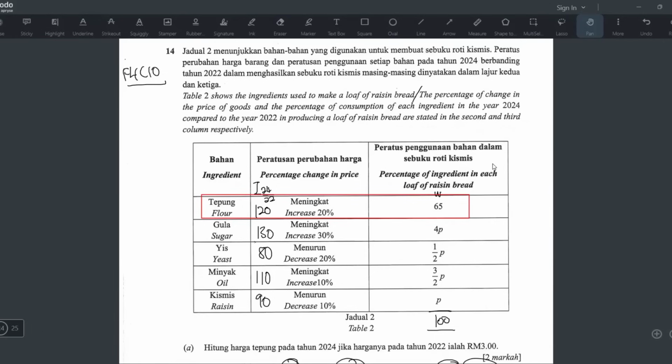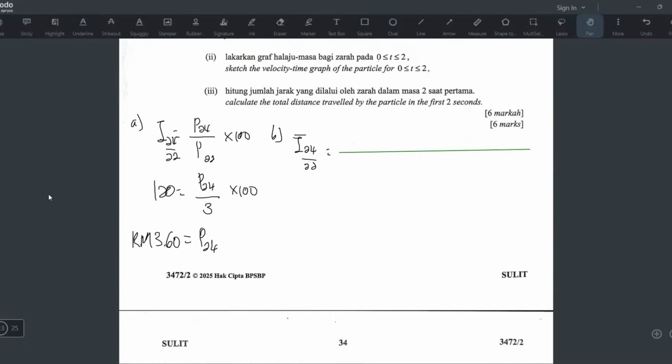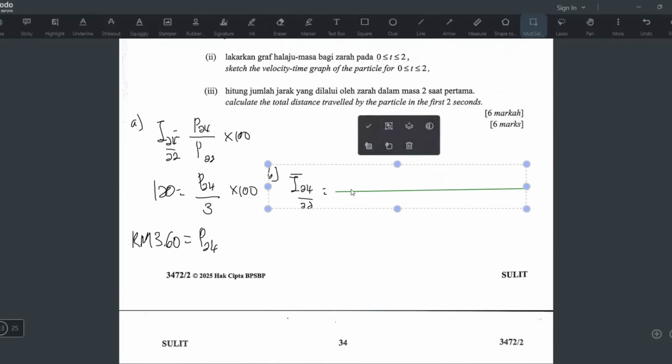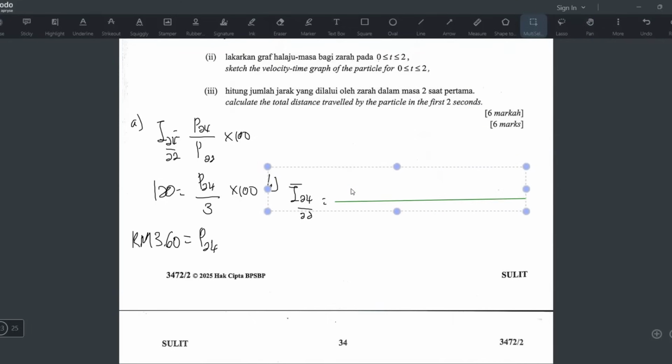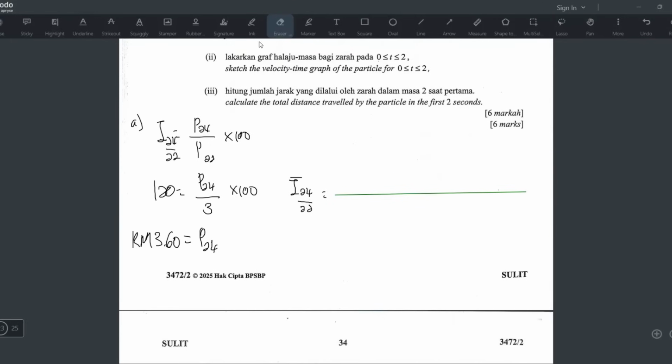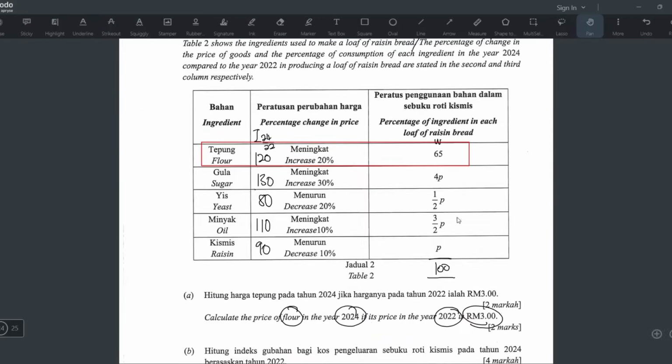Okay, so wait, I have to find P first, right? Yeah, because if I don't find P first, how am I supposed to find the composite index? So let's find P first. So I'm going to erase this. Well, actually not erase. I just want to bring this down a bit like that. Yeah, because I cannot do this first. Okay. So let's find P first. So how to find P? Just take all and add up to get 100.